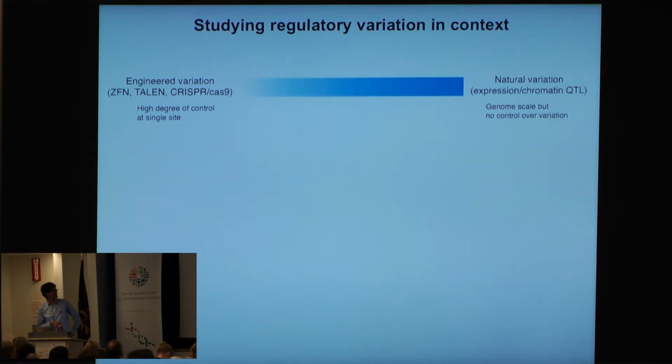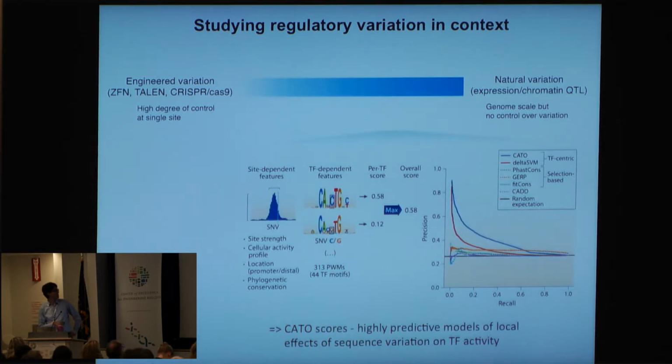The other approach has essentially been looking at natural variation. This is the idea that you can take polymorphism segregating in a population, and you can use genome-wide profiling techniques to identify functional variants in terms of some molecular trait, like gene expression or chromatin accessibility. This gives you very efficient yield of functional variation, but you, of course, have no control over it because it's simply segregating polymorphism. We've done some work using chromatin QTLs, if you will, and essentially we've been able to build local models of the effect of sequence variation on TF activity.